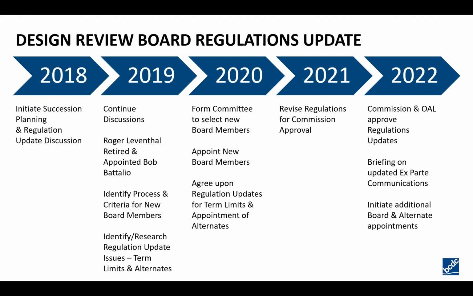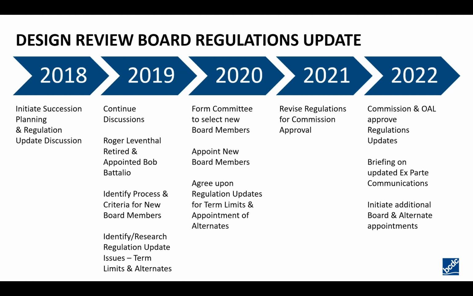2021 was the year that staff worked on revising the regulation language. The regulations update was extensive, of which the DRB update was only a very minor part, so the process was long. Eventually, the commission approved all of the changes, and legal staff worked with the Office of Administrative Law to edit the revised regulations into acceptable language.